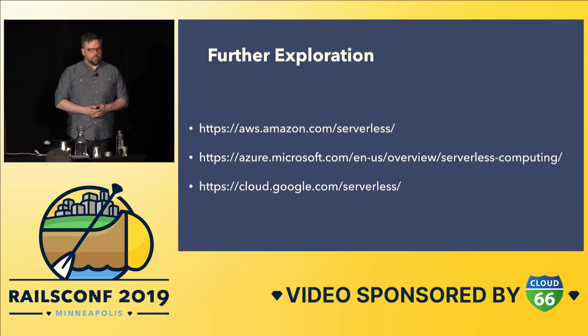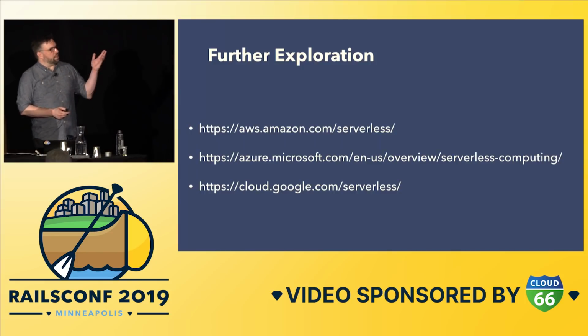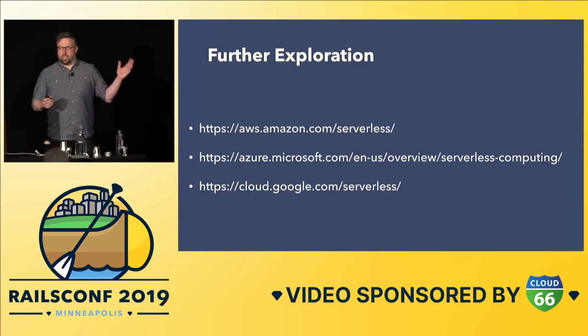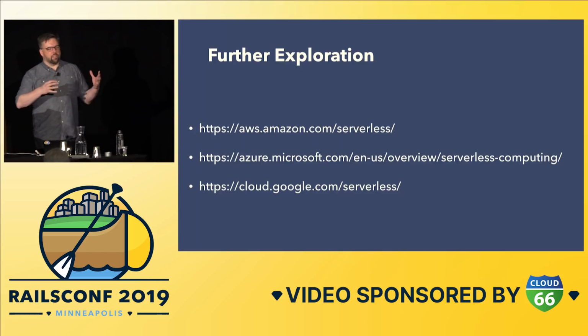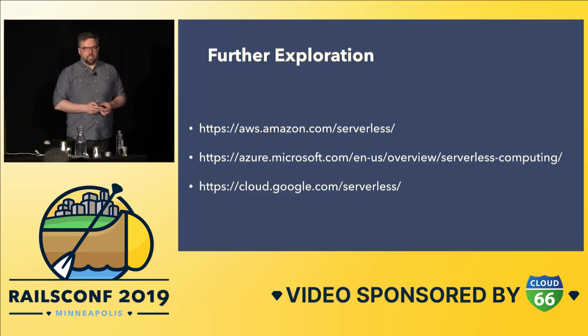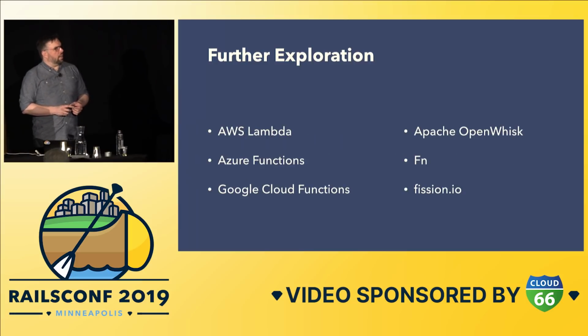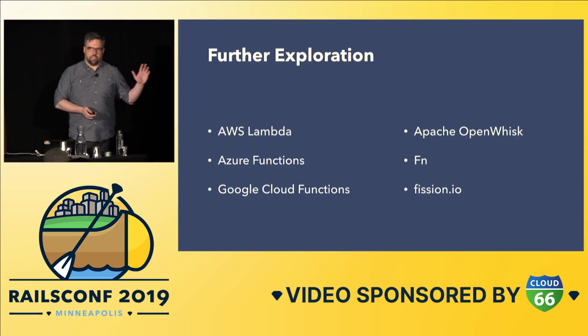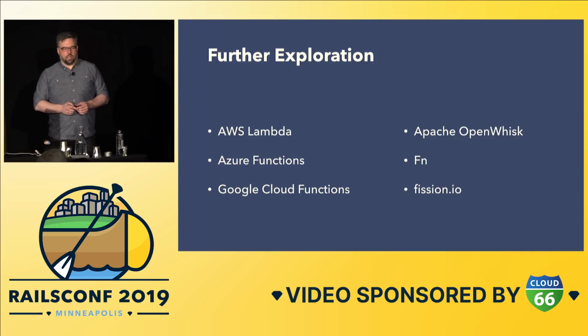So if you want to go do some more digging, you could just Google AWS Serverless, Azure Serverless, and GCP Serverless. These are the product landing pages that describe each of the three major providers' serverless offerings in general. If you want to dig a little bit deeper into functions in general, you want to look at, on the left, the products: Amazon's Lambda, Azure Functions, and Google Cloud Functions. On the right are some open source projects that do the same thing.